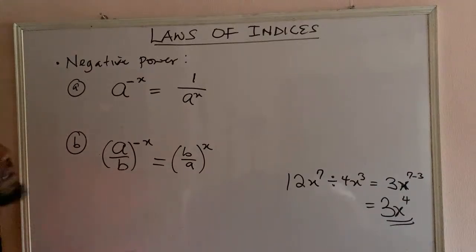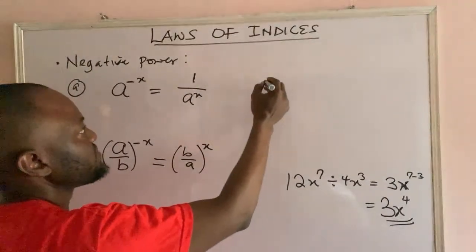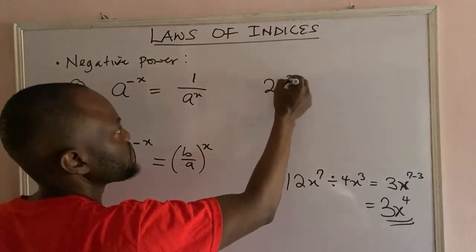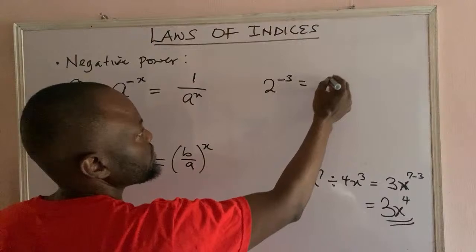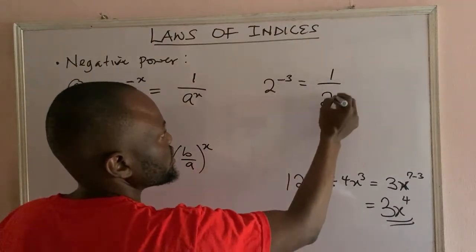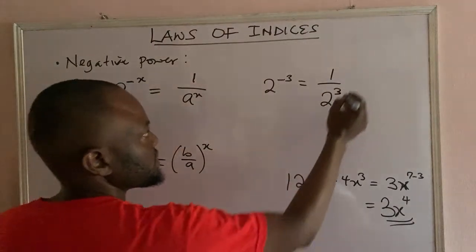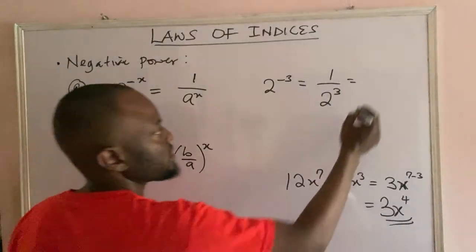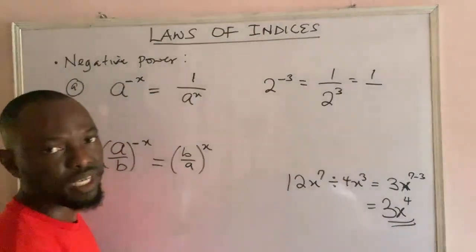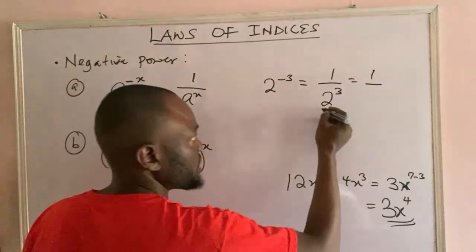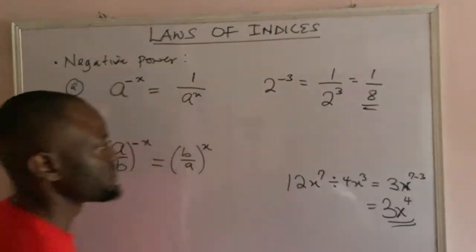So this is the expression. So let's take an example in a situation where I have 2 raised to the power minus 3. This will become 1 over 2 to the 3, which is 2 times 2 times 2, which is 1 over 8. But you can leave your answer like this, 1 over 8.